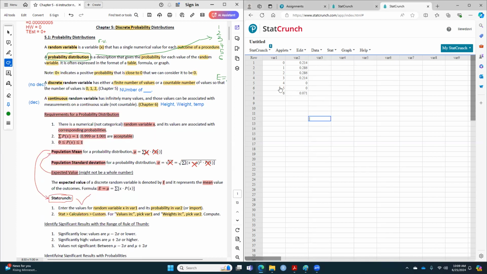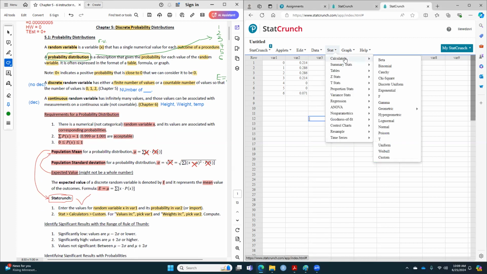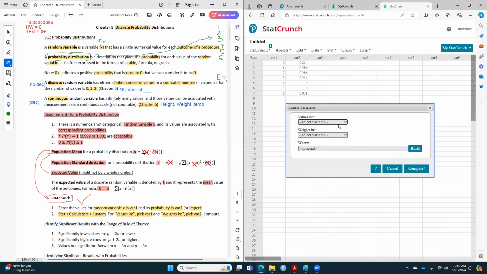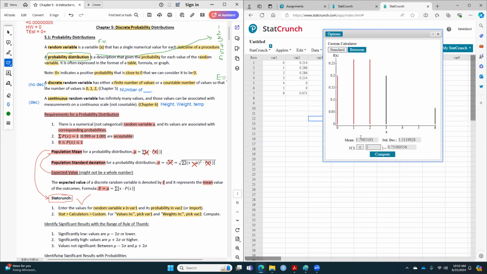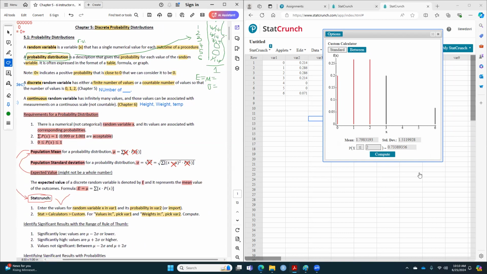So now repeat it again. Go to Stat, Calculators, and Custom. And then values in var1 and weights in var2, and you hit compute. There you go. So this is the population mean mu, or we call that your expected value. And then this is your population standard deviation.